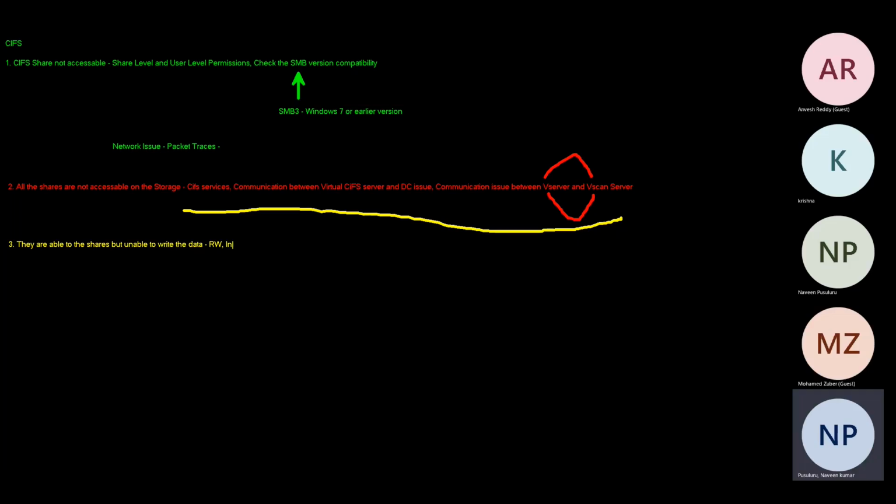There is a concept called inodes. You need to check that he has enough inodes on the volume where we have created that share. We'll talk about inodes also today. Make sure that we have enough inodes available on the volume where you have created the share. These are the two things you need to check whenever someone complains that they are able to access the share but unable to write anything, unable to write new data.